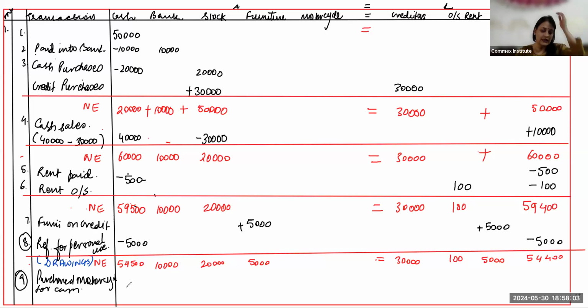Motorcycle for cash. So my cash will go down by 20,000. There is no impact on the bank. And my motorcycle, a new asset, will be created in the name of motorcycle with the amount of 20,000. And no impact on the capital, nothing. And now the time for the new equation. So draw the line and the new equation.